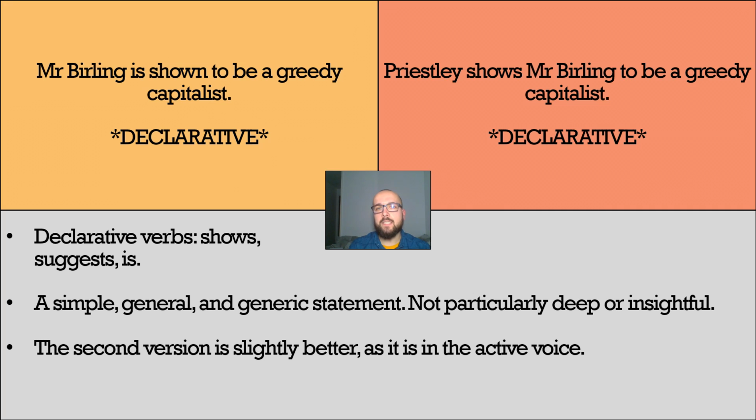As a bit of a side note, I would say that the example on the right is better than the example on the left. The example on the right uses the active voice, which means that it tells you who is doing the showing, in this case, Priestley. This helps you to always consider that it is the author who is making things happen, which stops your analysis from becoming something that treats Mr. Birling as if he is a real person and not a character. We could call the example on the left an example of passive voice, as we are not told who is doing the action, the showing in this sentence.